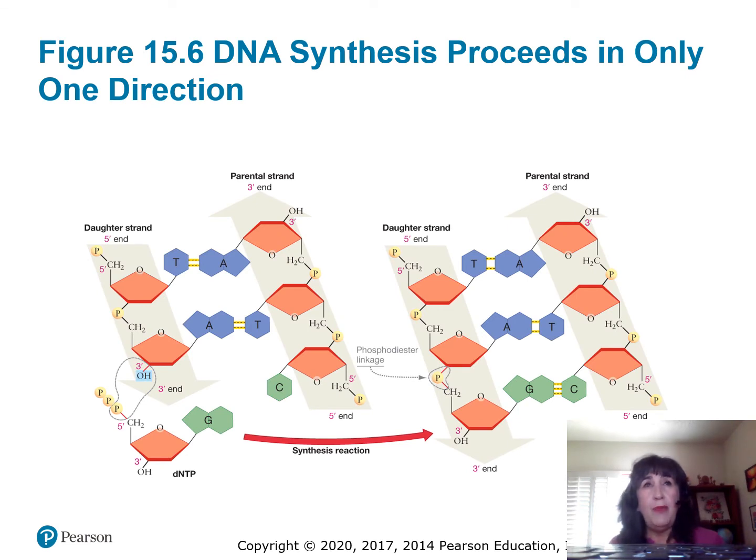In this diagram, figure 15.6, you can see on the left-hand side at the bottom an activated nucleotide. How do I know that it's activated? Because I see a triphosphate tail. And notice we know that 2 of the phosphate groups will break off and the remaining phosphate will form the phosphodiester linkage. When the bond between those 2 phosphates breaks, that will provide the energy to form the phosphodiester linkage.